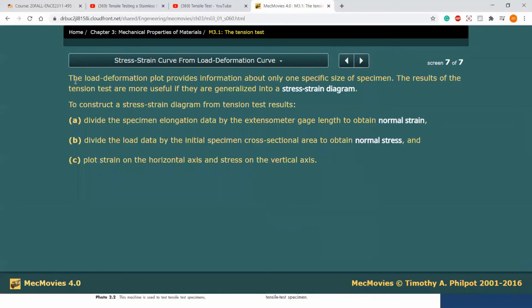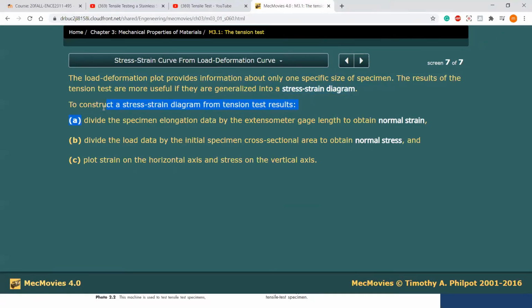So the load-deformation plot provides information about only one specific size of specimen. If we have a 2-inch specimen, this load and deformation is specifically for that 2-inch specimen. The results of the tension test are more useful if they are generalized into a stress and strain diagram. This is what you need to do. You can generate a load and deformation plot based on the given gauge length. It is not required, but it's going to be useful for you to generate the stress and strain diagram because it will be a general format.